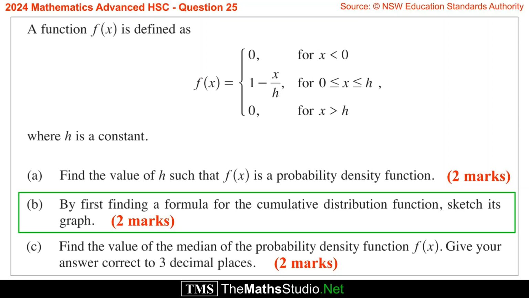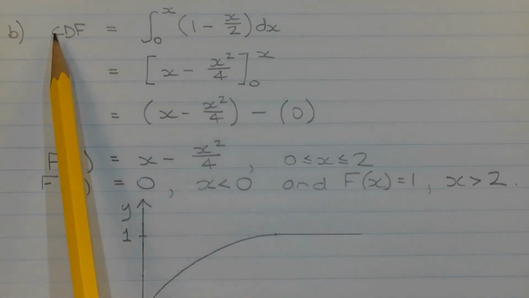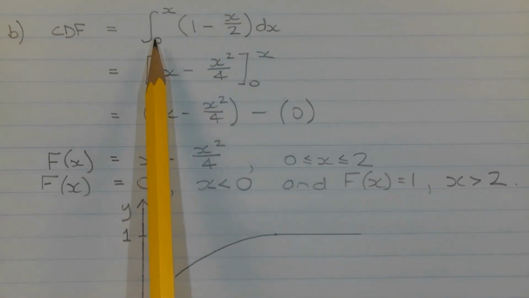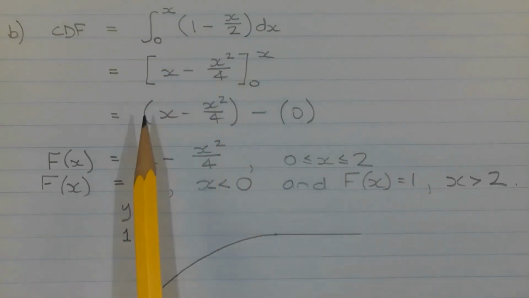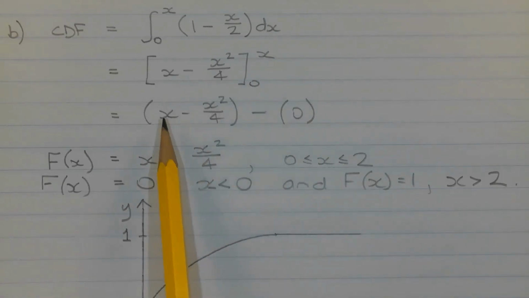Part B. By first finding a formula for the cumulative distribution function, sketch its graph. To find the cumulative distribution function, the CDF, denoted by capital F of x, we integrate the PDF, 1 minus x over 2 from x equals 0 to x equals x. So integrating 1 minus x over 2, we get x minus x squared over 4 from x equals 0 to x equals x. Applying the limits of integration, we get x minus x squared over 4 minus 0.